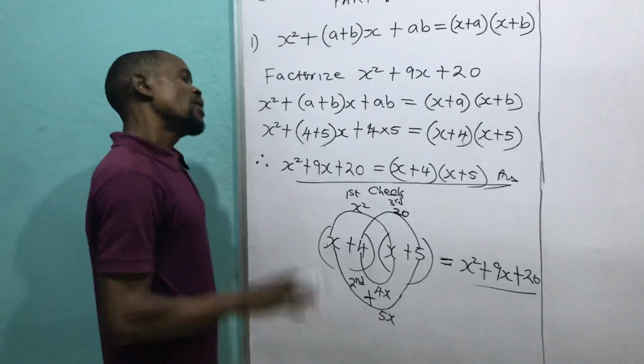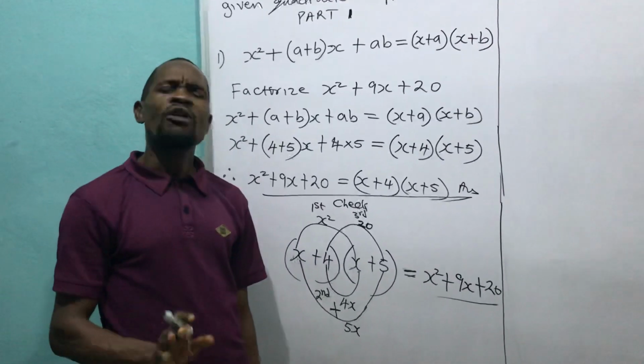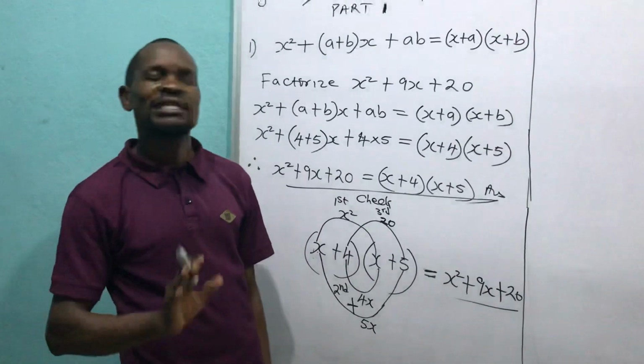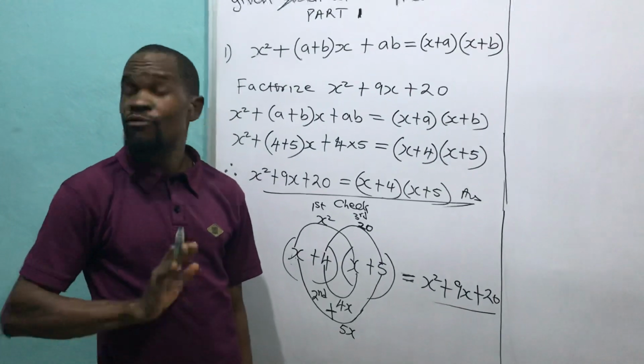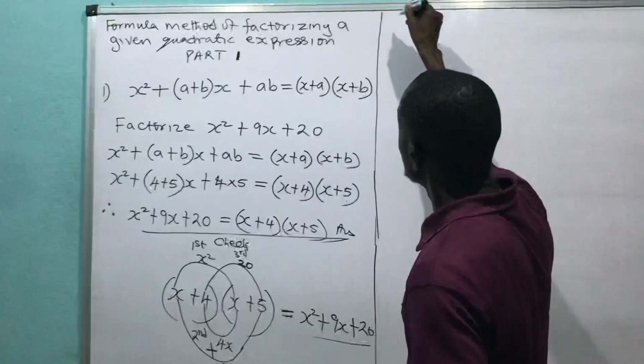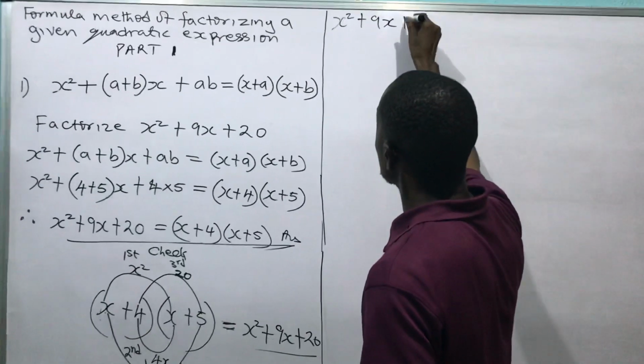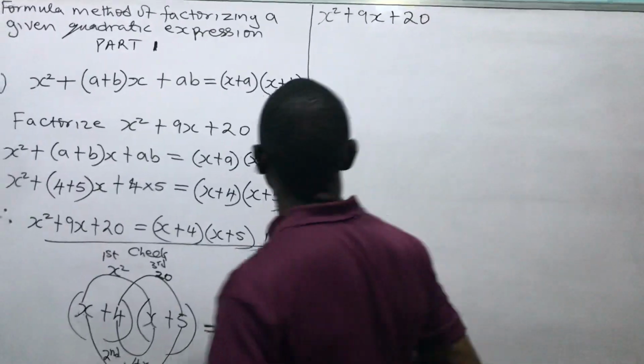Now, let us use our general formula of factorizing a quadratic equation to see whether what we did is correct. X squared plus 9x plus 20 is what we are asked to factorize.